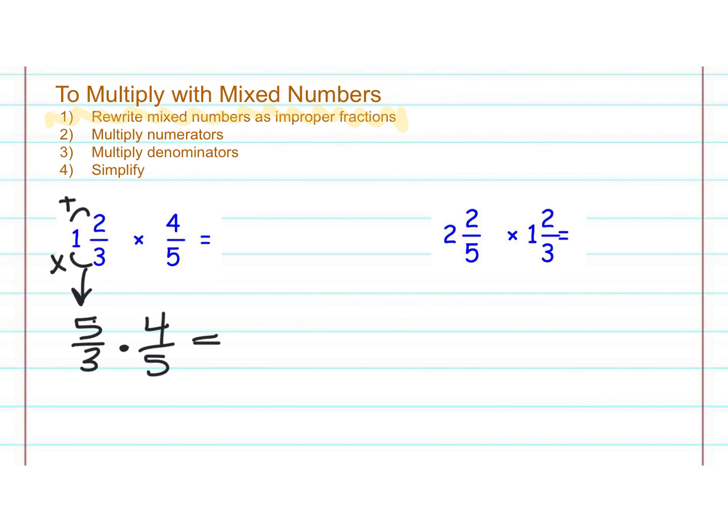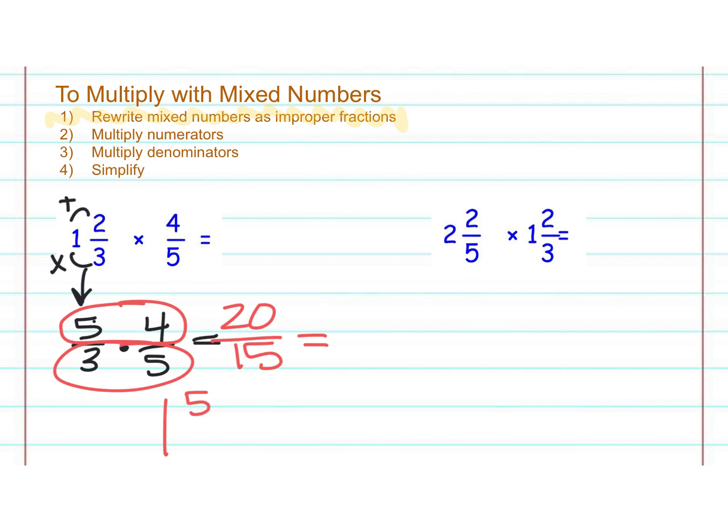So we would go 5 times 4 is 20. And then 3 times 5 is 15. This is an improper fraction, so I need to simplify it. I know that 15 goes into 20 one time with 5 left over, same denominator. And then I know that 5 and 15 can both be divided by 5. So I would end up with 1 and 1/3.